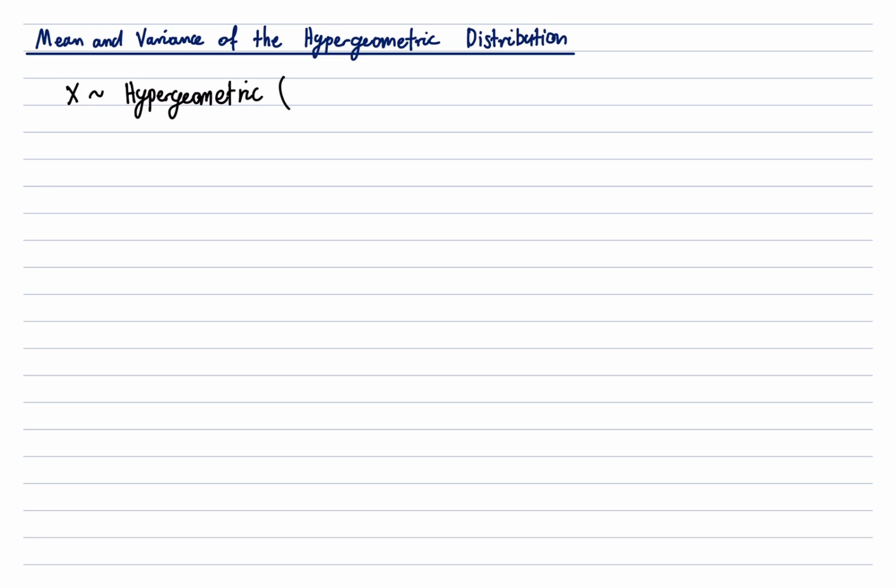with parameters, we'll say N, which is our large population we're selecting from, D, the number of defectives that we're trying to select, and subscript n, the total number of objects we are selecting from the big population. The PMF, or the probability mass function of X, is given by the following.